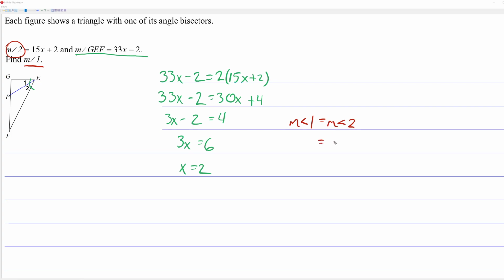And the measure of angle 2 is 15 times x, but we know x is 2. So 15 times 2 plus 2. 15 times 2 is 30. 30 plus 2 is 32. So really, the key to getting these questions correct is just paying attention to the picture. You can make some marks on the picture like I did, and that's the key.